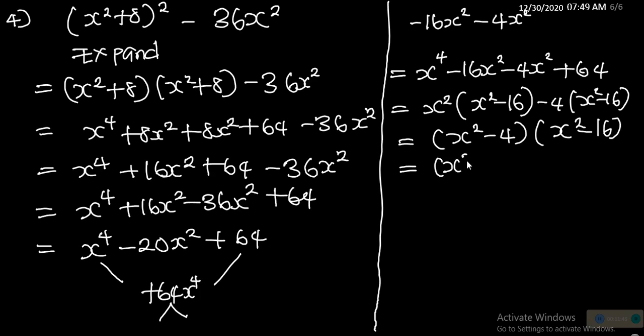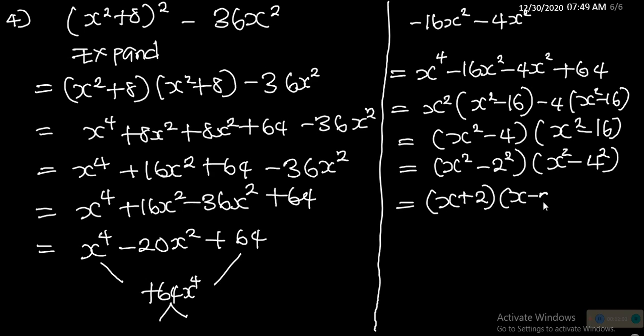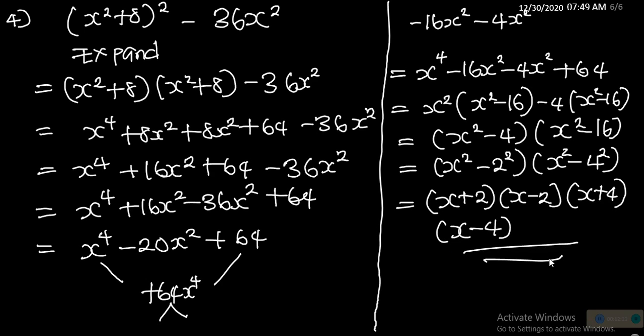Of course, 4 can be written as 2 squared, and 16 can be written as 4 squared. And then we can see that the two brackets are difference of 2 squares, so we can further factorize them to give x plus 2 into x minus 2 into x plus 4 into x minus 4. And this is the complete factorization of the expression. And we are done with the question.